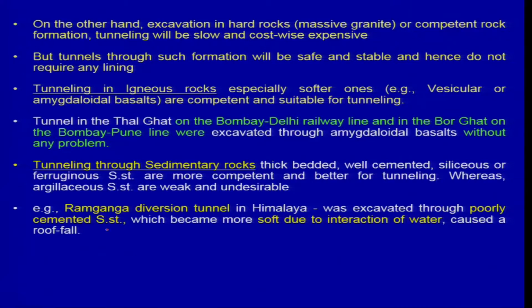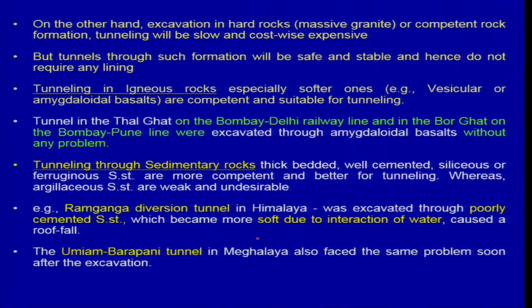Another example, the Ramganga diversion tunnel in the Himalaya was excavated through poorly cemented sandstone, which became softer when it came into interaction with water. Seepage problems resulted in the roof collapse. This is another one: the Umiam Barapani tunnel in Meghalaya also faced a similar problem when it was excavated through softer rocks.